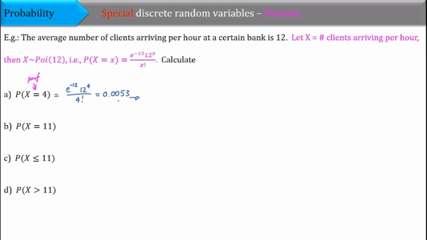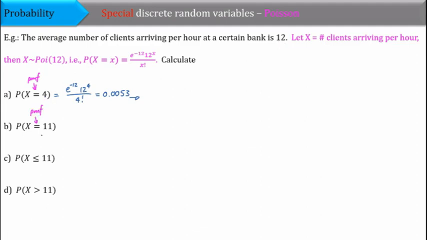And we see that the answer in this case is 0.0053, so that means there's a 0.53% chance of getting an interval where we have 4 people arriving. Now we expected a small probability because 4 is a lot less than 12, and we know that around 12 we have all the high bars, so in other words the high probabilities.